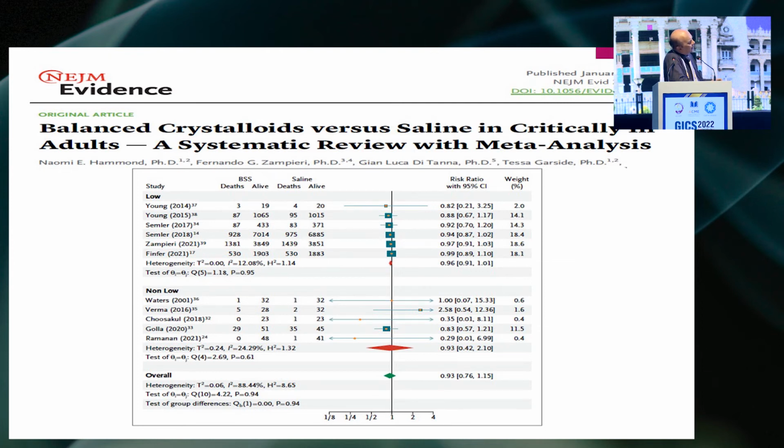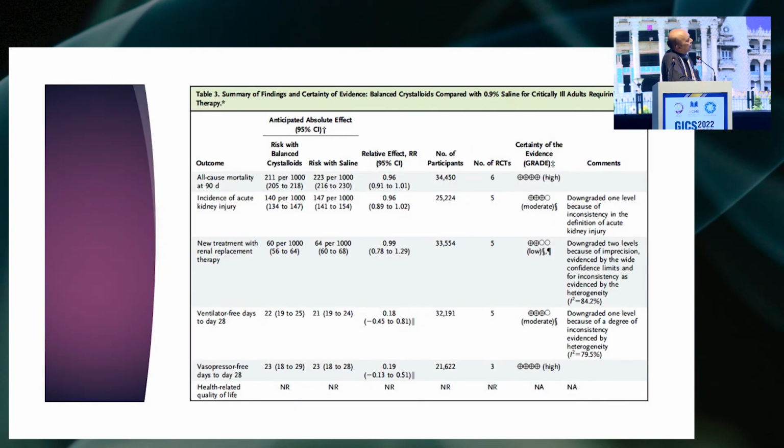But throughout them, you can see there is possibly a slight tilt, this side is towards balanced solution, and this is normal saline better. You can see a slight bias towards balanced solutions perhaps, but no clear message. For all-cause mortality, the risk ratio is 0.96, and you can see that this is high quality. Incidence of acute kidney injury is moderate quality. New treatment with renal replacement therapy, moderate quality. So possibly some bias towards balanced solutions, but no definite clear-cut winner in this too.